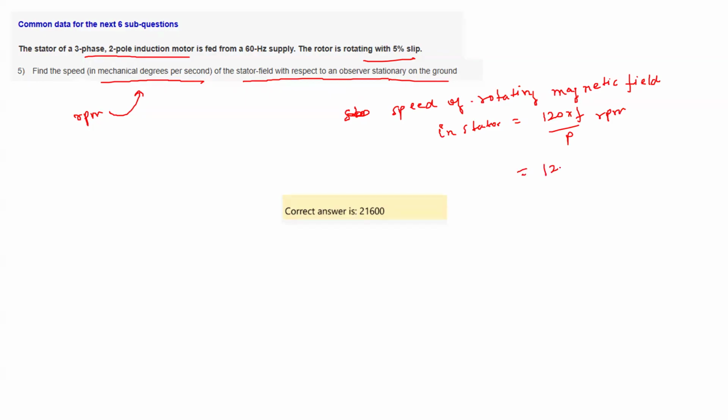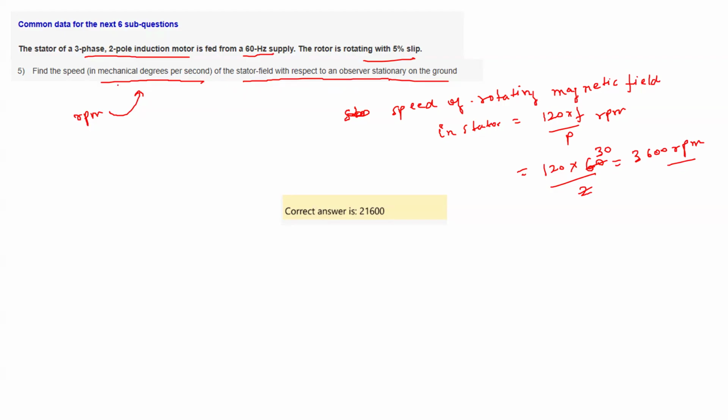So let us do that now. 120 into F, F is 60, by P, P is 2. So if we try to find, then this is 2 into 30, so this is 3600 RPM. Now, this is the speed of the rotating magnetic field in stator.